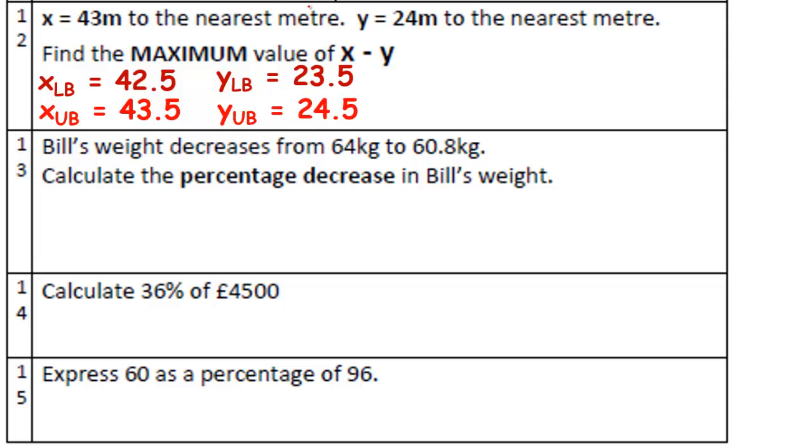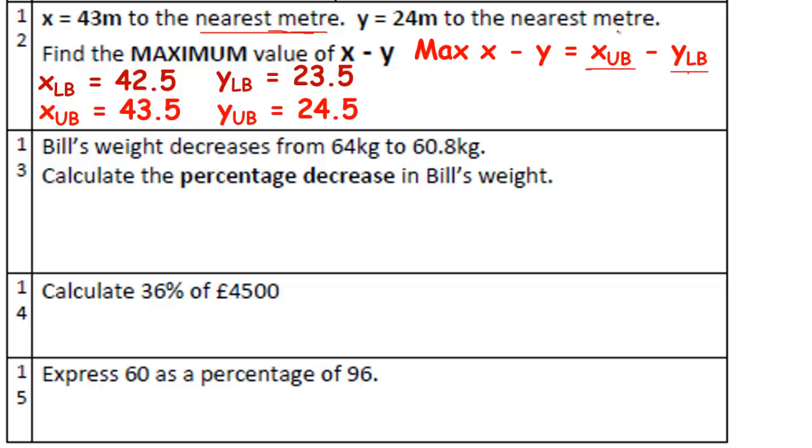So remember, as I said, because it's measured to the nearest meter, it's going to be half a meter above, half a meter below. I want to work out the maximum value of x take away y. So the biggest value the difference between these could be is the upper bound of x take away the lower bound of y. Now you need to think about that. Think about the different combinations you could have and which one is going to give you the biggest value. So as I said just now, it's going to be the upper bound of x take away the lower bound of y.